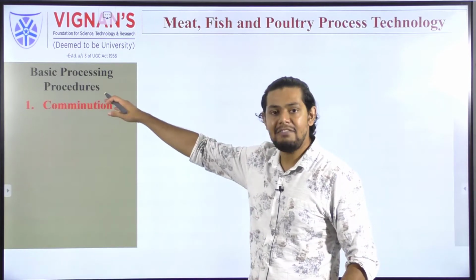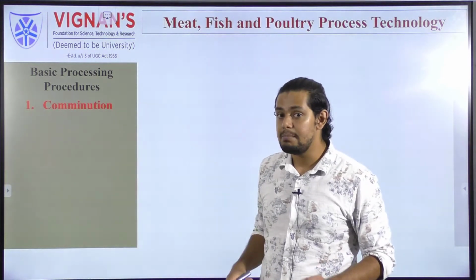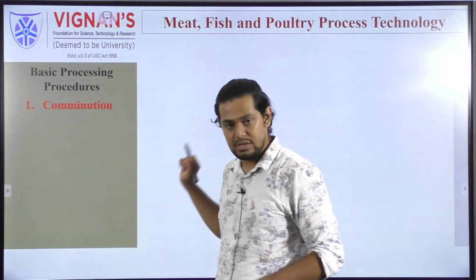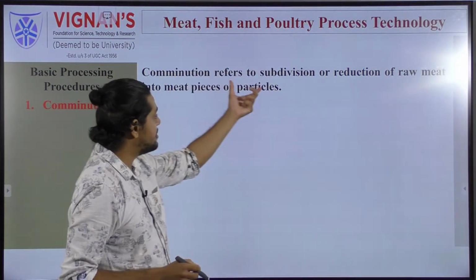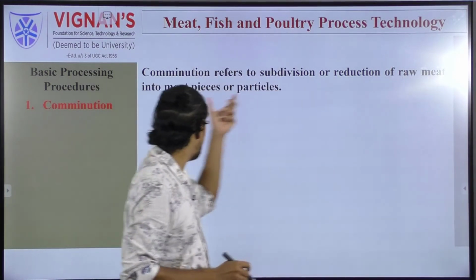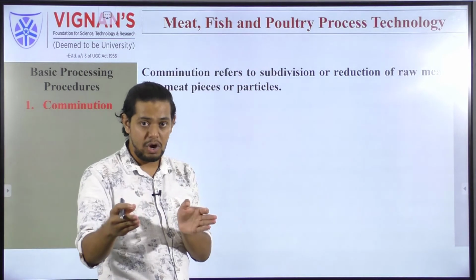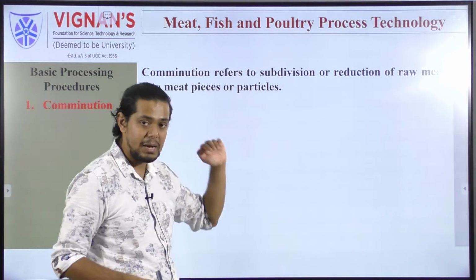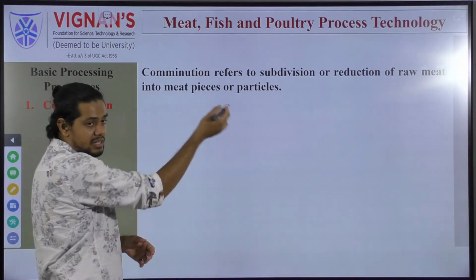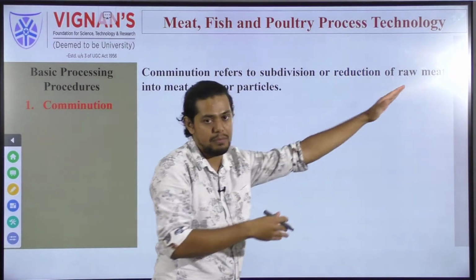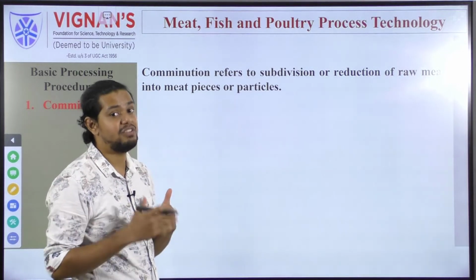Okay, so let us now understand the basic procedures involved in the processing of meat as well as meat products. The first important one is comminution. So what exactly do we understand by the term comminution? The term comminution refers to the subdivision or reduction of raw meat into pieces or particles. If we are subjecting any kind of raw meat to smaller pieces, wherein we are reducing its particle size, it means that we are subjecting the meat to comminution. So that is nothing but comminution, the subdivision or reduction of the raw meat into small pieces or particles, depending on what kind of product we are actually preparing.